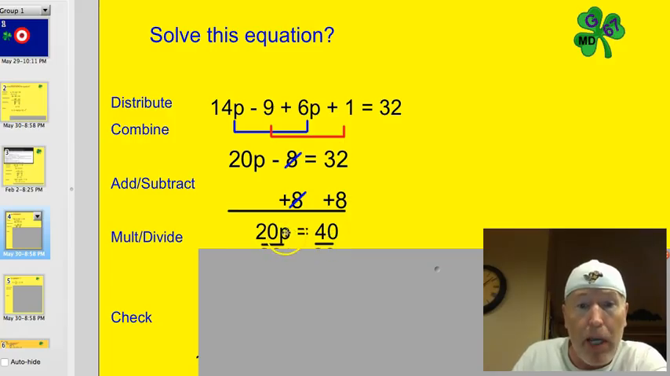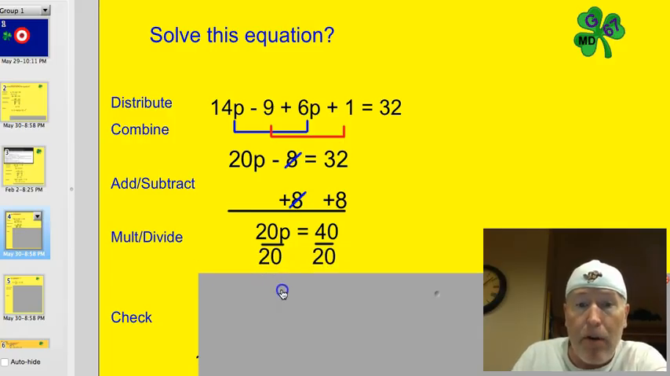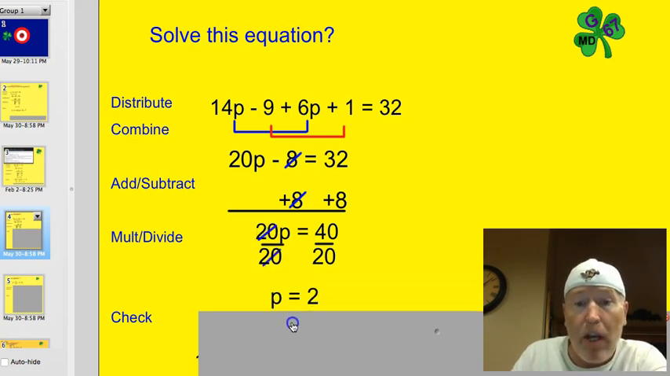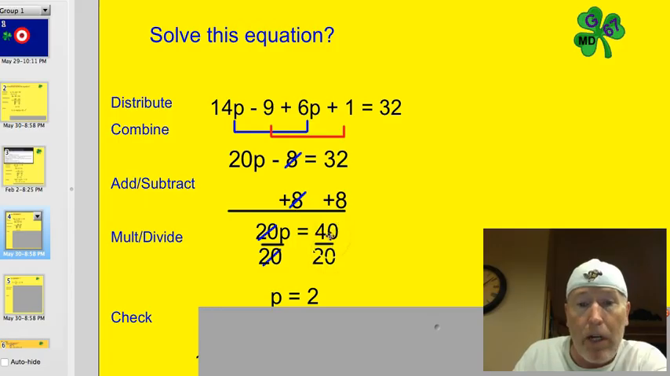Now, this is multiplication, so we're going to divide to isolate that p further. So we'll divide both sides of the equation by 20. These guys cross off. Now you've got p is equal to 40 divided by 20, which is 2.